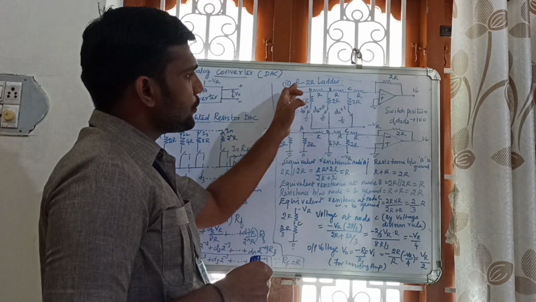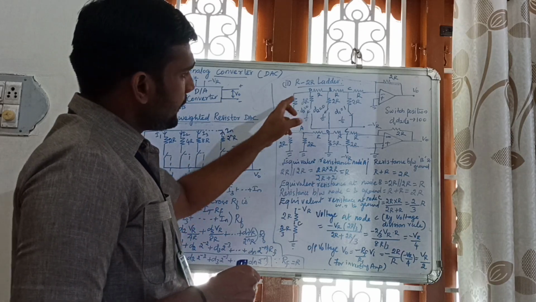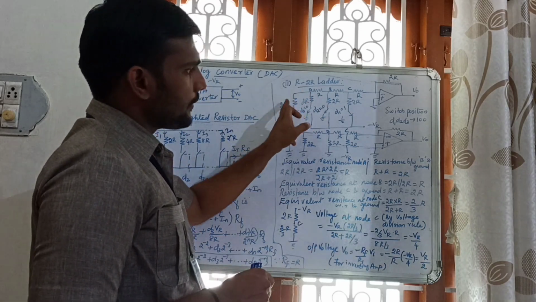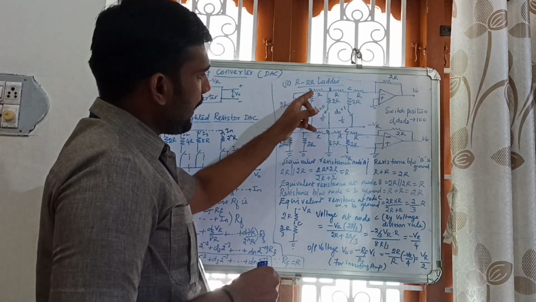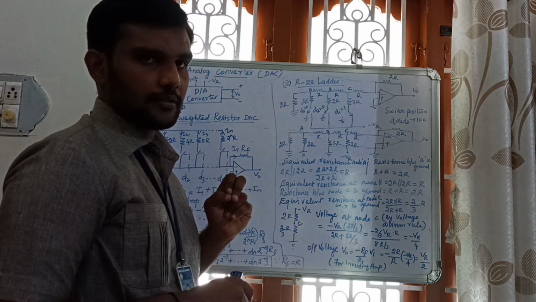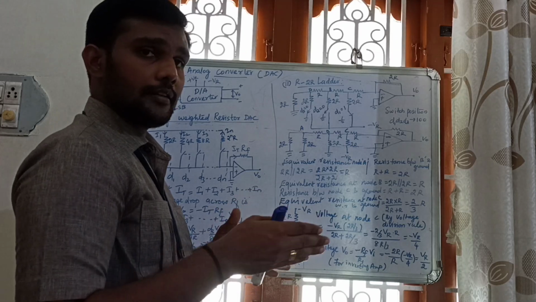But in the case of the R-2R ladder, the resistance values are R and 2R. For any number of digits, only R and 2R resistors will be used. The resistance value will not vary.